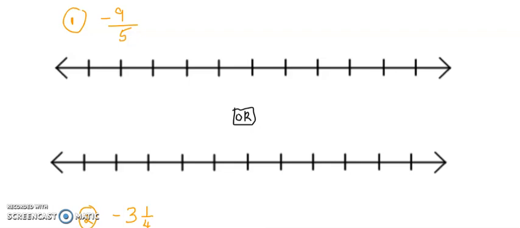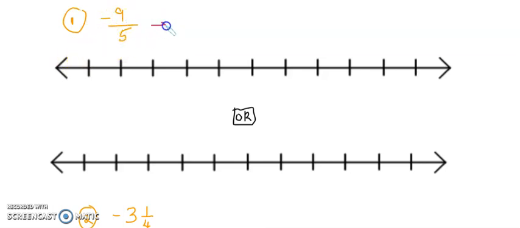Hello everyone. In continuation with the previous video of representing rational numbers on a number line, we will take a few more questions as a recap and then we'll go to the next part. So here we are supposed to represent minus 9 by 5 or negative 9 by 5 on a number line.